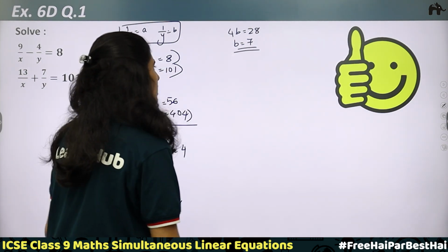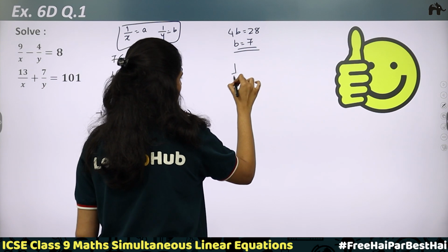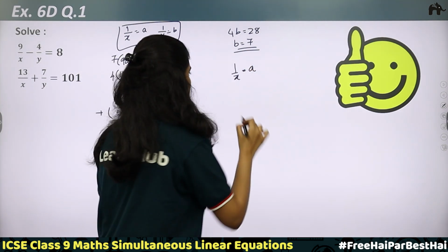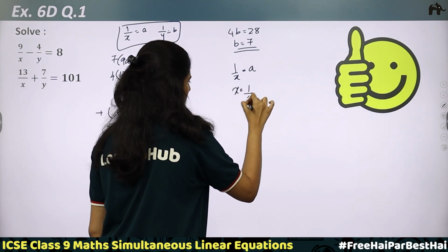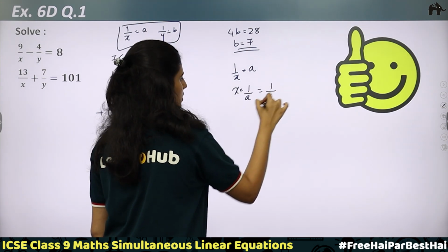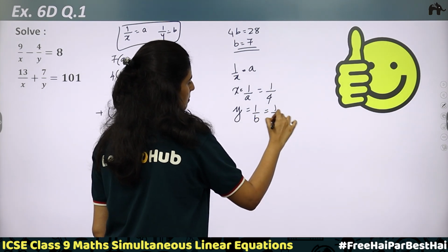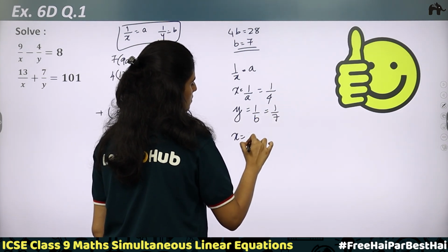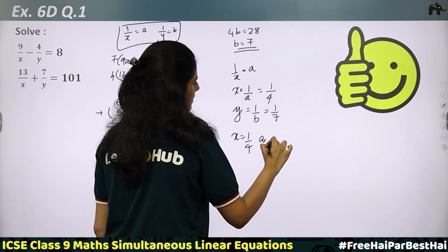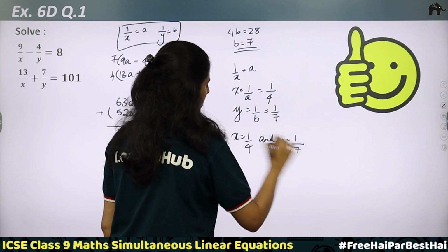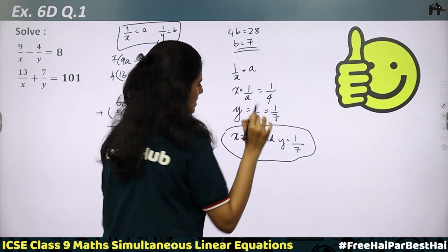Okay, now we can find what x and y are. 1 by x is equal to a, which means x is equal to 1 by a, that is 1 by 4. y is equal to 1 by b, which is 1 by 7. So the x value is 1 by 4 and y value is 1 by 7. So these are the values of x and y.